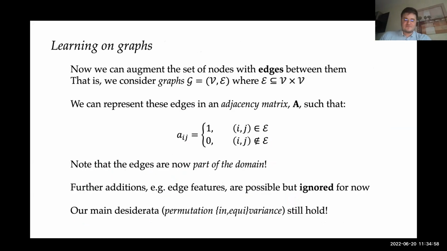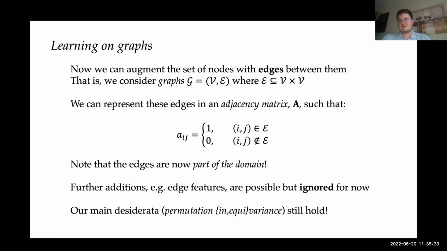Now we augment the set of nodes with some edges between them. So we consider graphs, G, which are a tuple of not just nodes, but also edges. We can represent these edges in many ways, but for the case of linear algebra, I'll just use a slightly inefficient representation, which is the adjacency matrix. It's a matrix of nodes by nodes, where each element is either 0 or 1, depending on whether that pair of nodes is connected with an edge. We could add more things like edge features and so on, but I'm ignoring them just for the sake of keeping the maths less tedious, and the findings are largely the same.